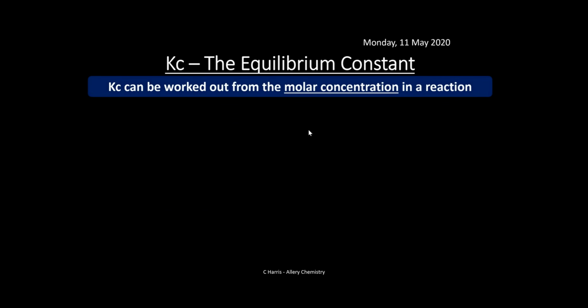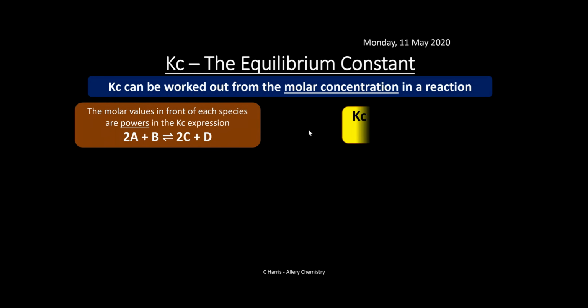Okay, so let's look at a constant. We know what equilibrium is, and we know what a reversible reaction is, and reversible reactions and equilibrium go hand in hand. So really what we're going to do is build upon stuff that you've already seen in year 1 Edexcel, and add extra bits to it. So Kc is the equilibrium constant, and we're going to use this to do a bit of maths and use concentrations, etc. So it can be worked out from the molar concentrations in a reaction.